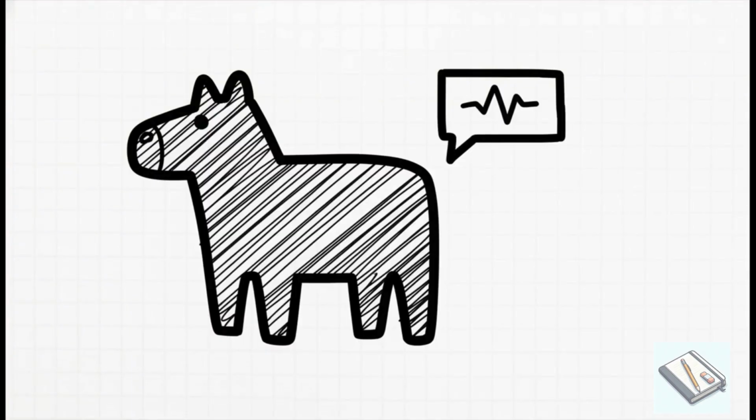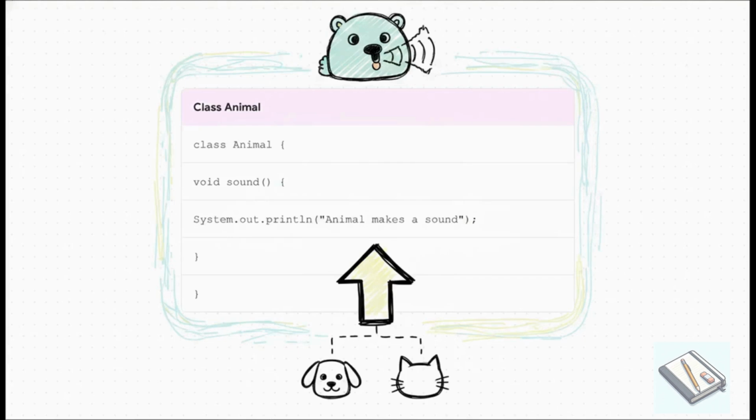To really see this in action, let's build a quick example. We'll start with a really simple parent class. We'll call it Animal, and it's going to have a default sound method. Okay, here's the code. Our Animal class has one method, sound, and all it does is print out this super generic message. This is our baseline, right? This is the default behavior that any child of Animal is going to inherit.